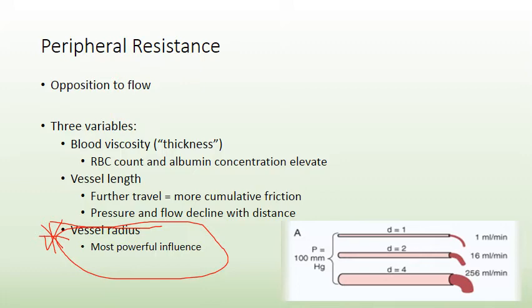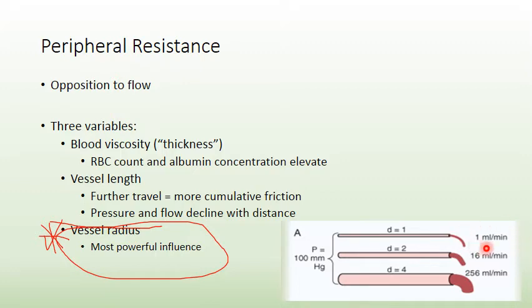So over here in this image, we're looking at the difference that radius causes in terms of how much flow is occurring through a vessel. So if we start with a pressure of 100 millimeters of mercury, so we're coming into each of these blood vessels with the same pressure. If the diameter of the blood vessel is 1 millimeter, the amount of fluid or the amount of blood that's going to come out the other end is 1 milliliter per minute.